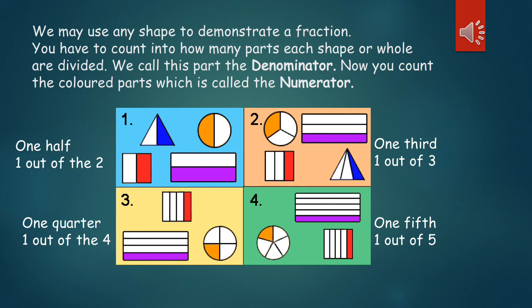In the first block, 1/2, 1 out of the 2 parts. Number 2, 1/3, 1 out of the 3 parts. Number 3, 1/4, 1 out of the 4 parts. And fourth one, 1/5, 1 out of the 5 parts.